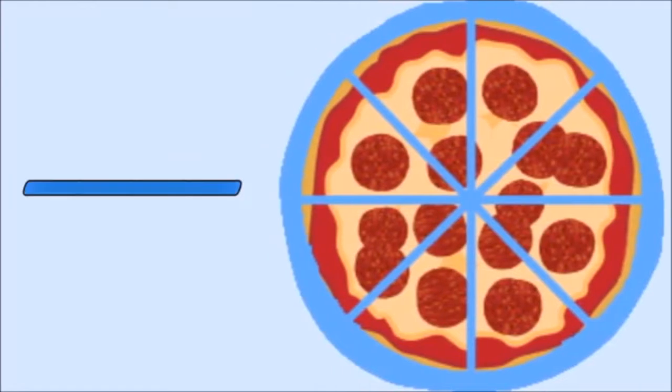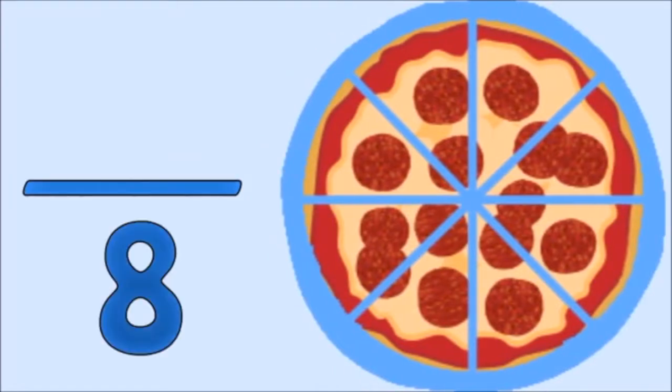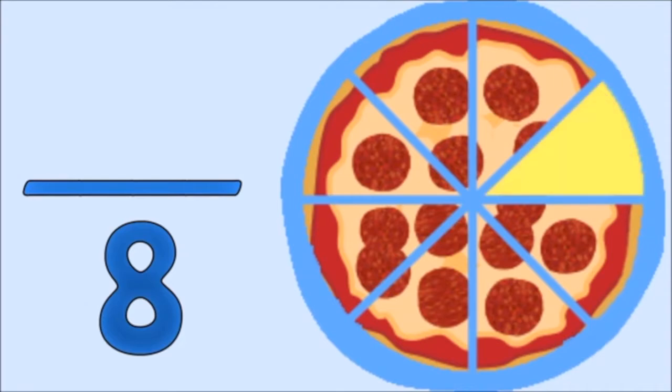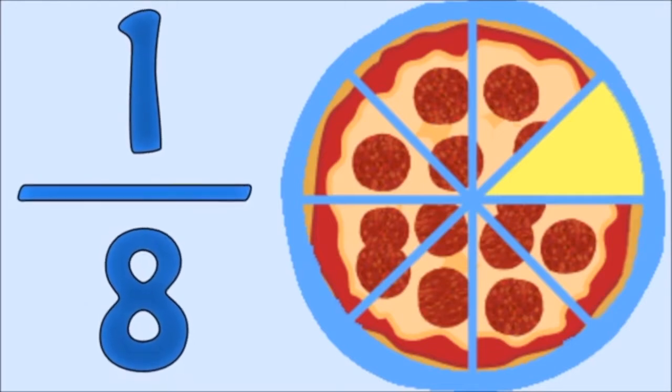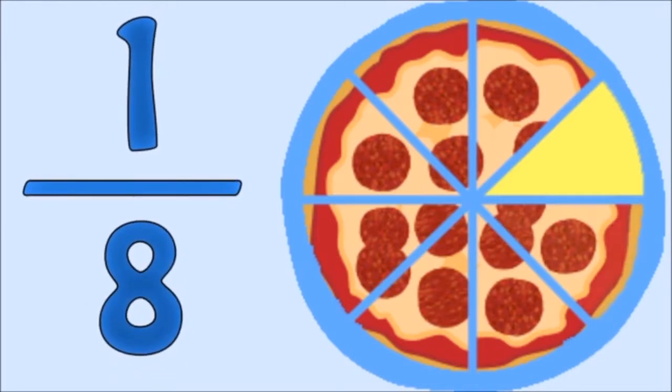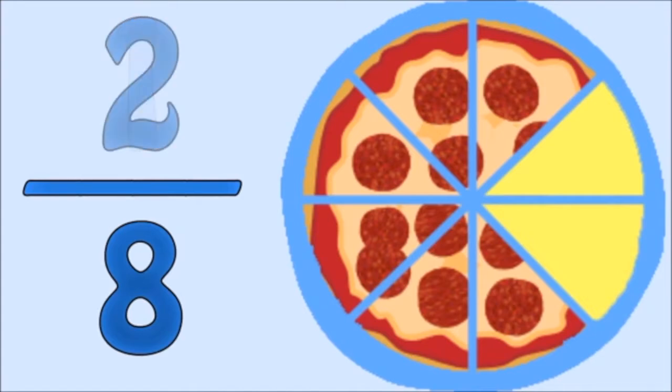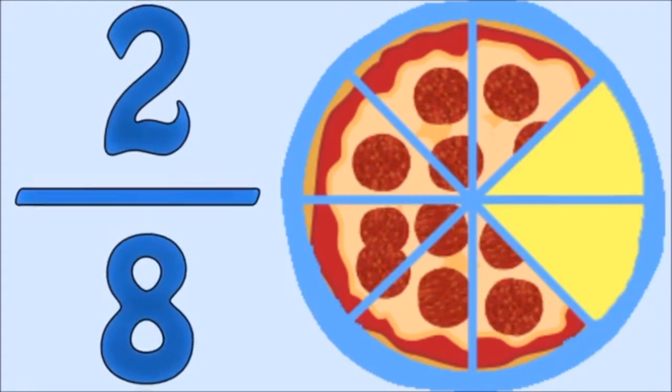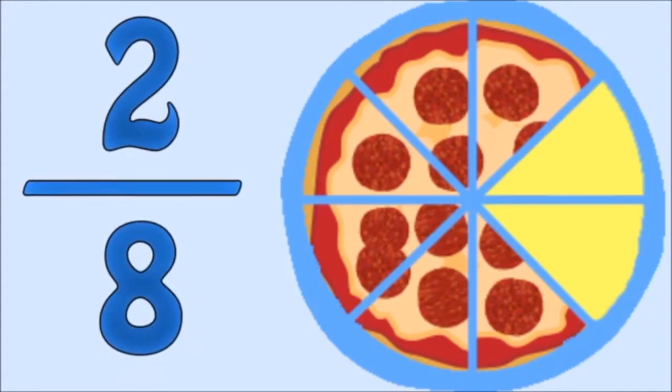That means that in a fraction, the denominator would be 8. If you normally eat 1 slice of pizza, then 1 would be the numerator. That means that you eat 1/8 of a pizza. If you normally eat 2 slices of pizza, then 2 would be the numerator. The denominator would still be 8 since there are always 8 slices of pizza. That would mean that you eat 2/8 of a pizza.